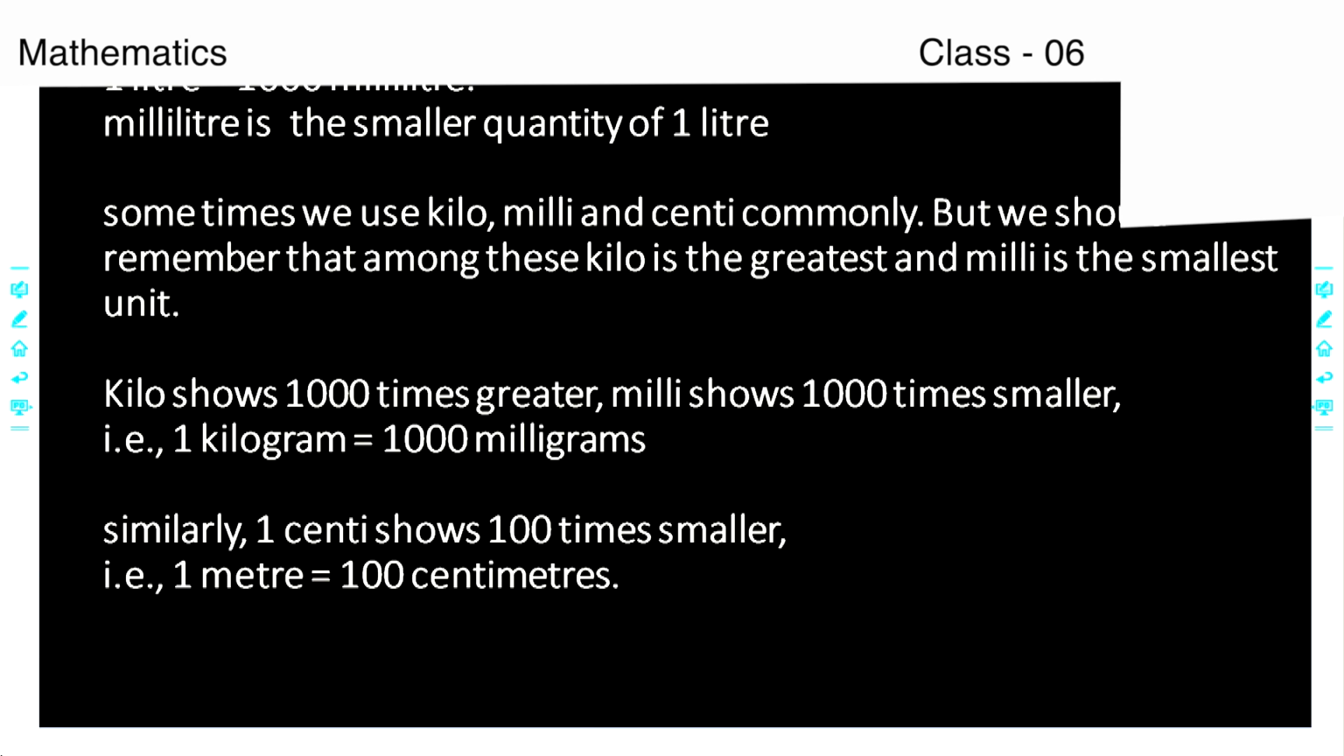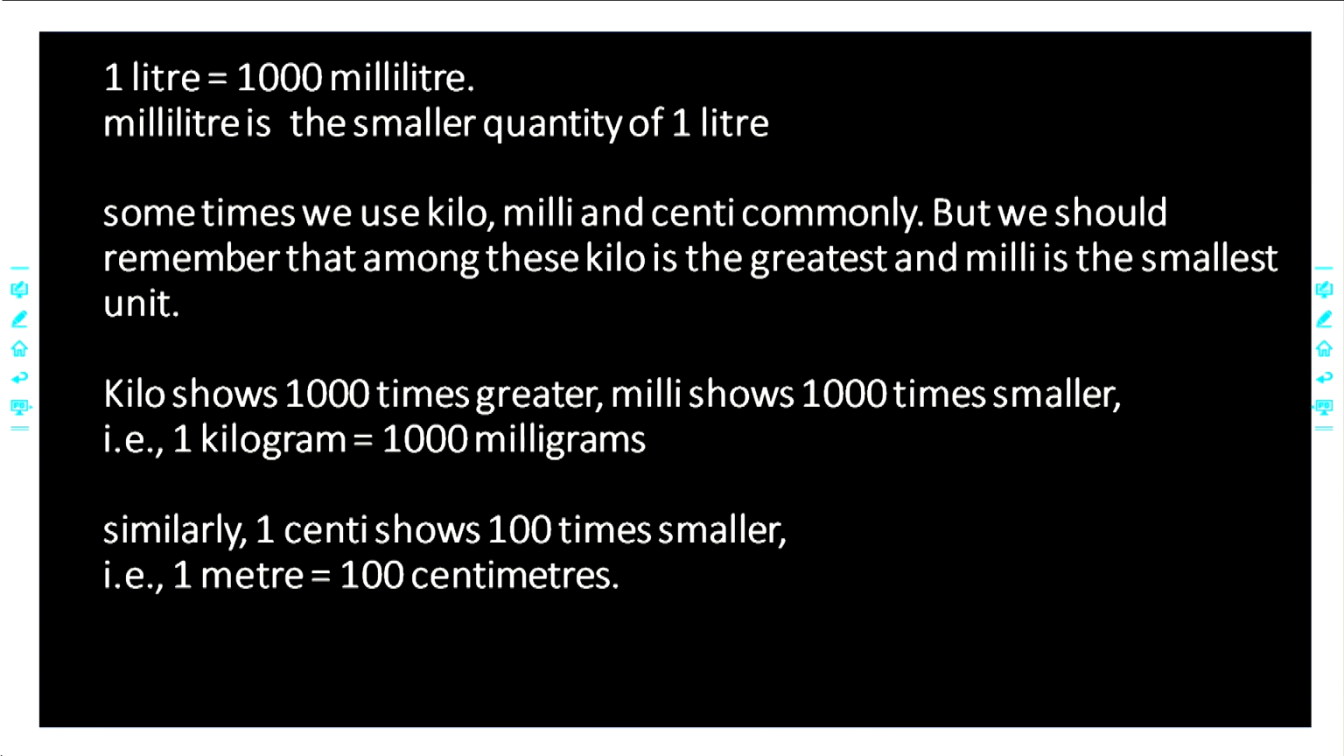Sometimes we use kilo, milli and centi commonly. Remember that among these, kilo is the greatest and milli is the smallest unit. Kilo shows 1000 times greater, milli shows 1000 times smaller. That is, 1 kilogram is equal to 1000 grams. Similarly, centi shows 100 times smaller, that is, 1 meter is equal to 100 centimeters.